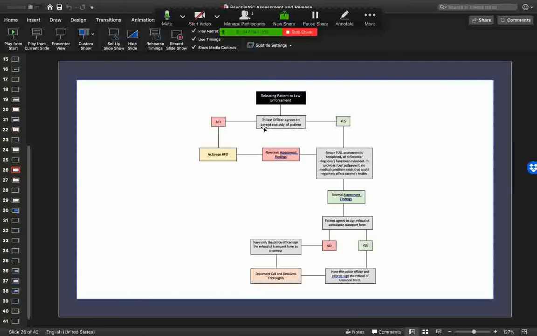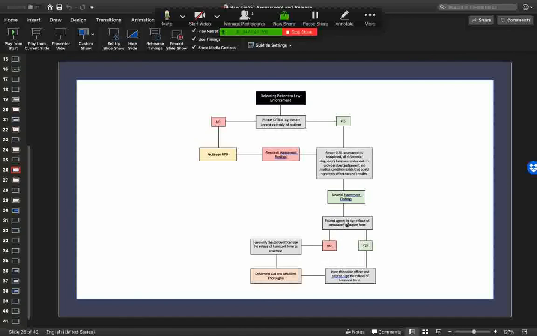So if we think all the normal assessment findings are there, the patient agrees to sign the refusal of ambulance transport form. Okay, sorry. Stop right there. Normal assessment findings, we're good. No medical issue. Abnormal assessment findings, we're going to activate Richardson. Okay, that's the first decision. Okay. The second one down here, this is where it gets a little hairy.